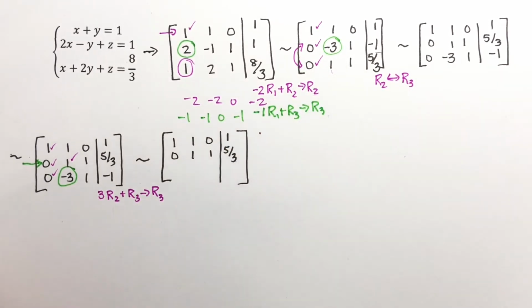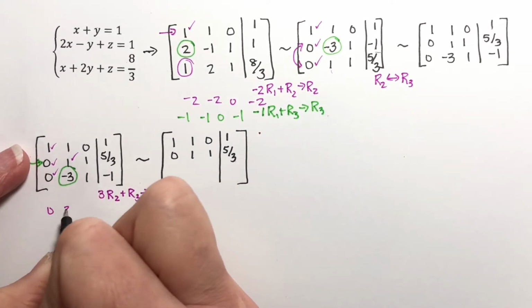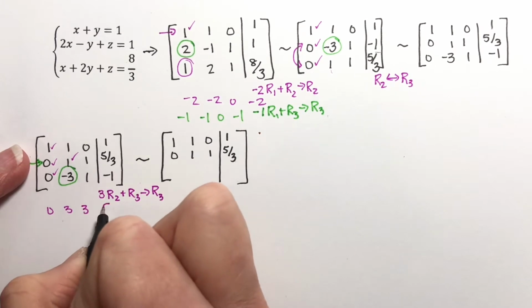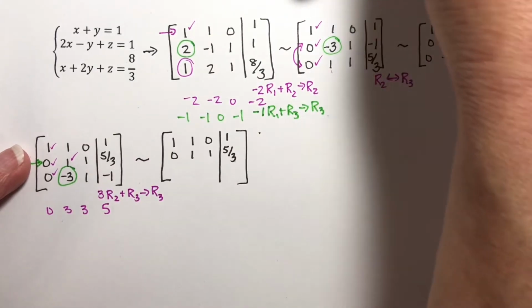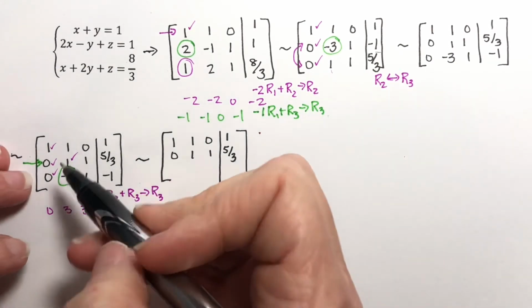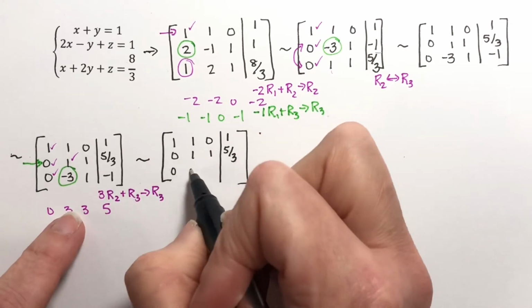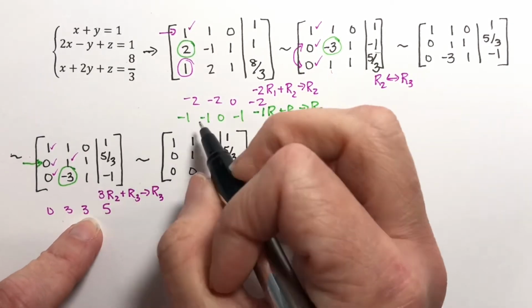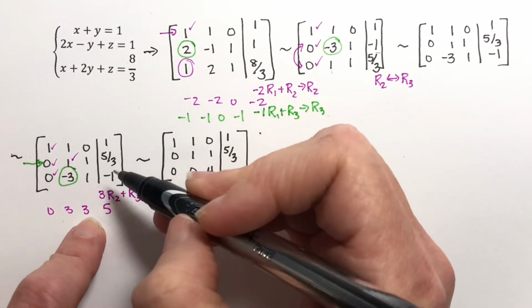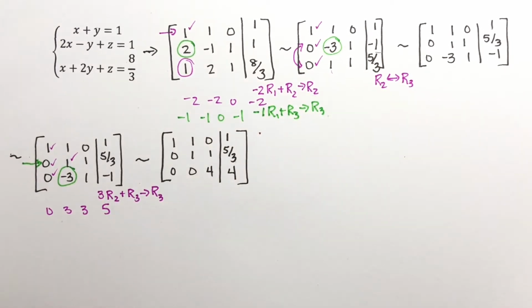Okay. Now 3 times row 2 gives me 0, 3, 3, 5. So now let's add these. 0 plus 0 is 0. -3 plus 3 is 0. 1 plus 3 is 4. -1 plus 5 is 4. Okay, we're getting there.